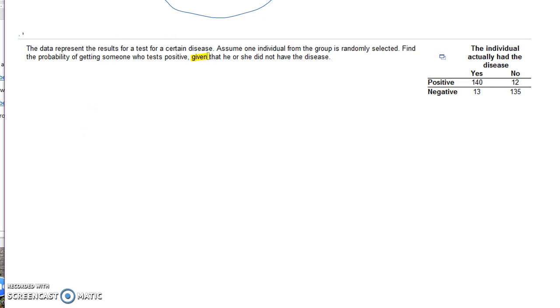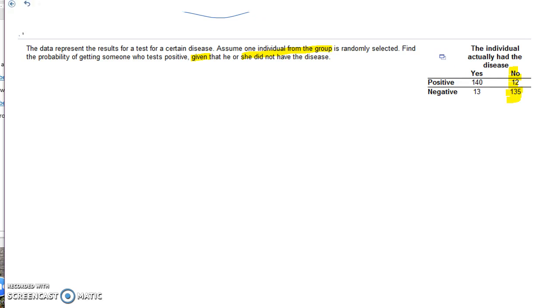So the key word here is given. So when it says given, we're going to focus on what it's saying is given. That's going to be our total. So it says given that he or she did not have the disease. So we're just going to look at the ones where are the people who did not have the disease? That's this column right here, right?